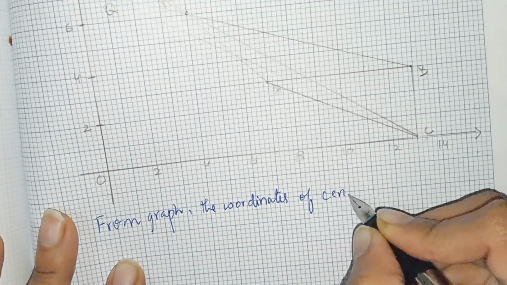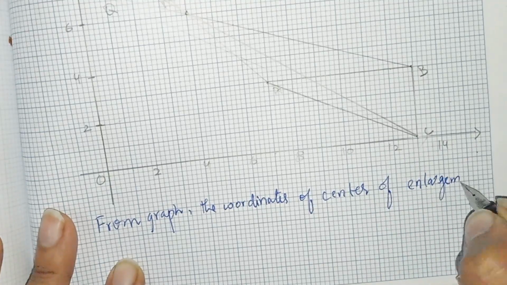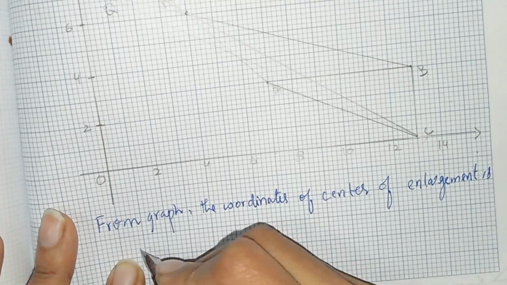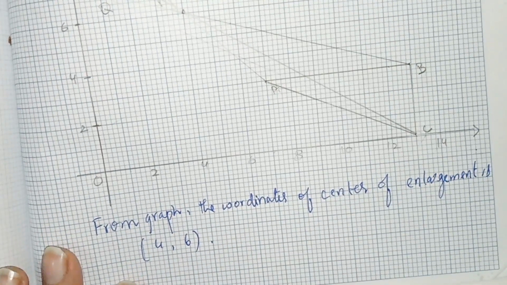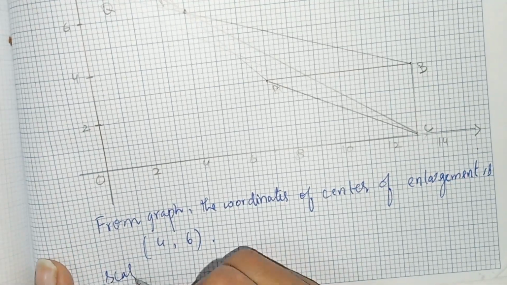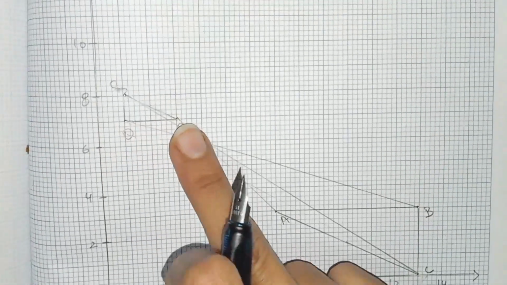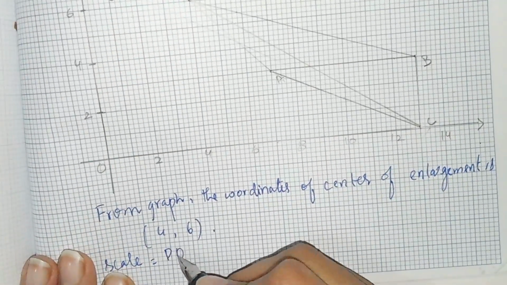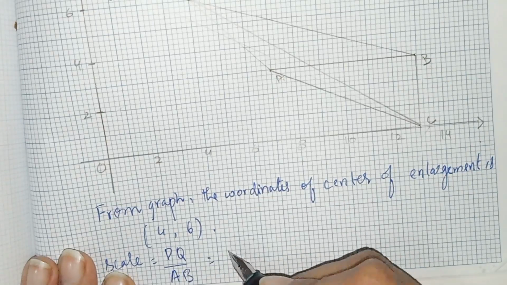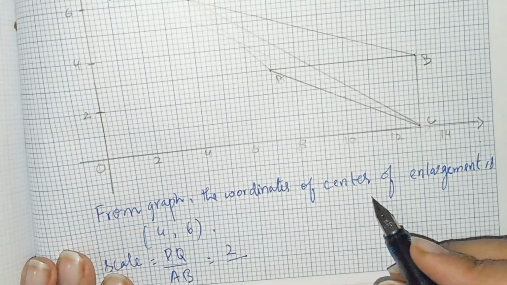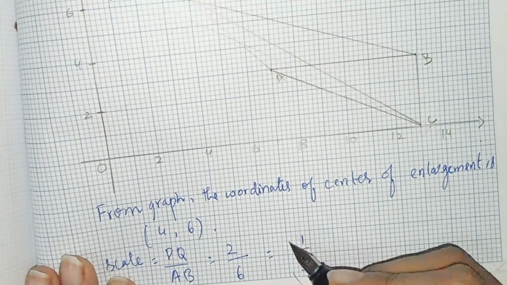The coordinate of center of enlargement is 4 and 6. Now we have to find the scale factor. The formula of scale factor is the length of the image, which is PQ, over AB, the length of the object. PQ is 2 and AB is 6. By simplifying it, we get 1 by 3.